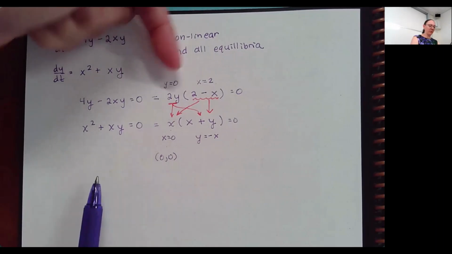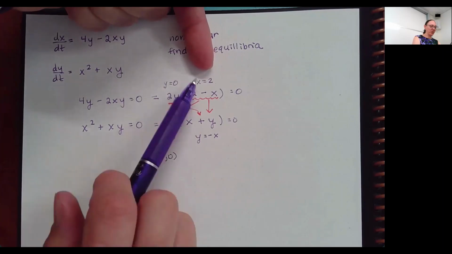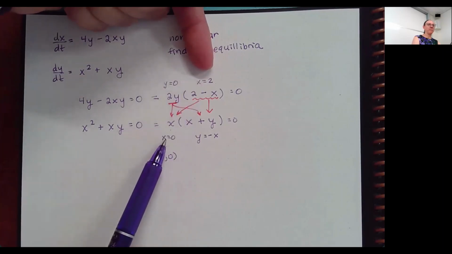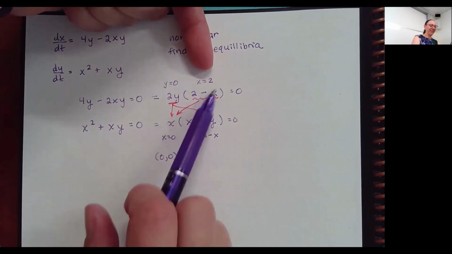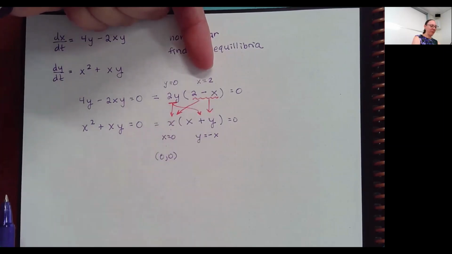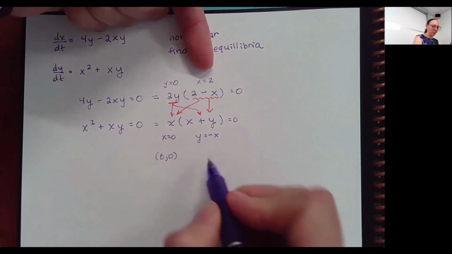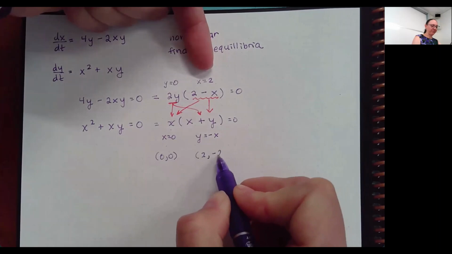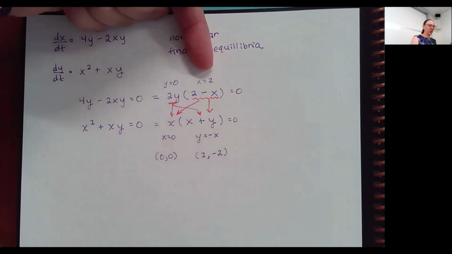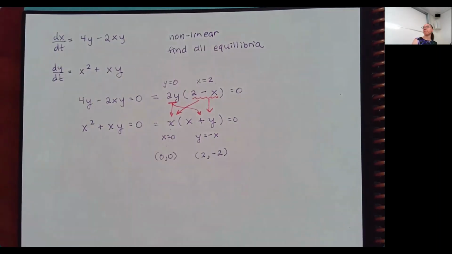So now I'll move on to x equals 2. Can x be equal to 2 and 0 at the same time? No, it cannot. x cannot be both 2 and 0. So that does not lead to an equilibrium. But x equals 2 down here leads to the point 2 comma negative 2. So these are my 2 equilibria. We good with that?